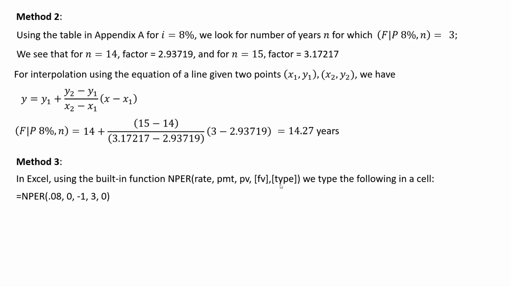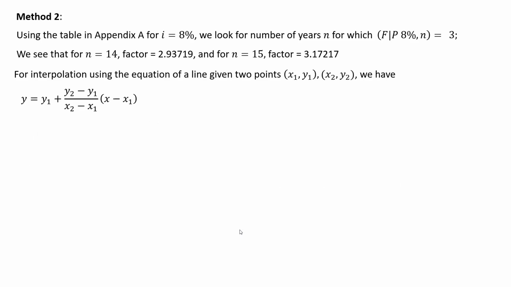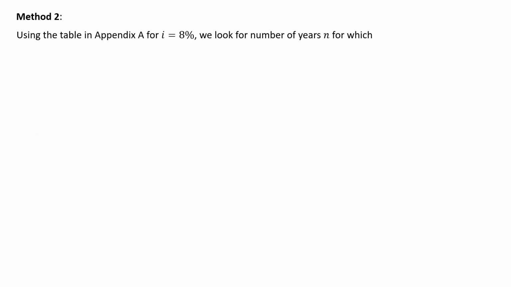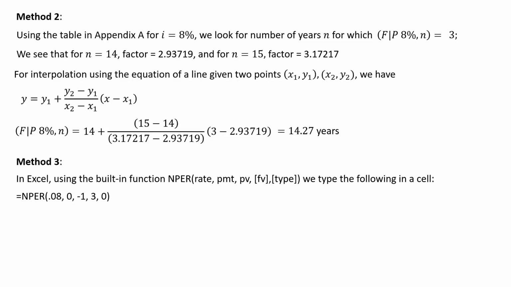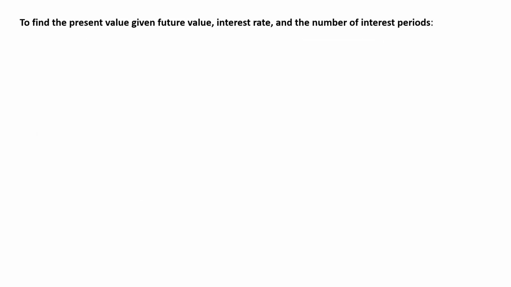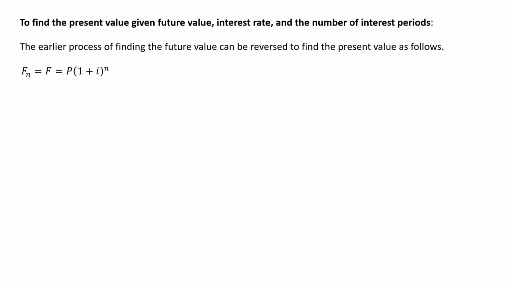And type, there is something called type. Don't worry too much about that. 0. And you'll get 14.2749. Cool. What was that? Now I'm curious. 2749. Okay. Cool. Ladies and gentlemen, with that, let's move on to find the present value given the future value, interest, and number of interest periods.